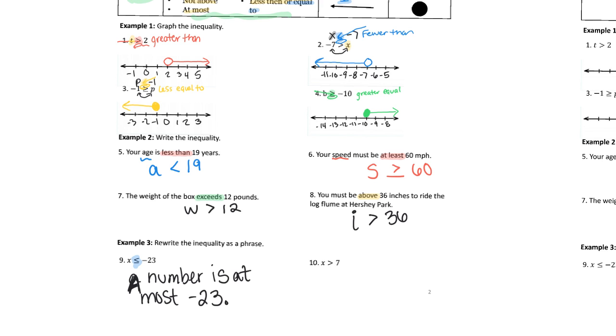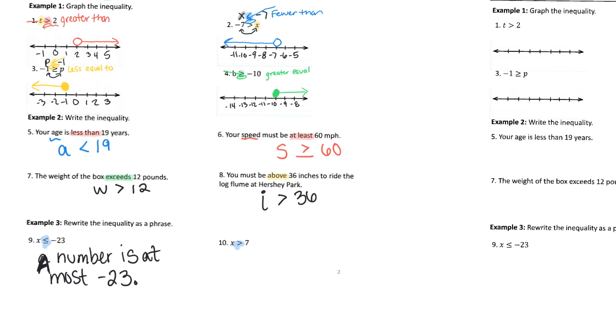So you're going to want to pause and try number 10. So 10 is the greater than symbol, so I can just say a number is greater than 7. So a number is greater than 7, a number is more than, a number exceeds, a number is above 7, any of those options. Okay, so that was our notes.